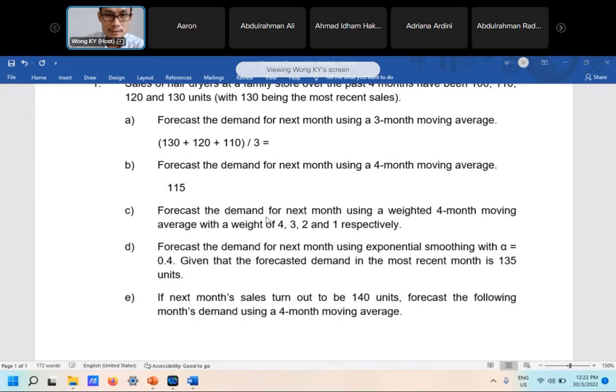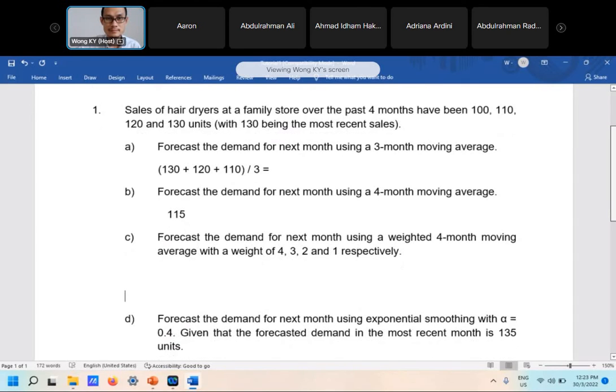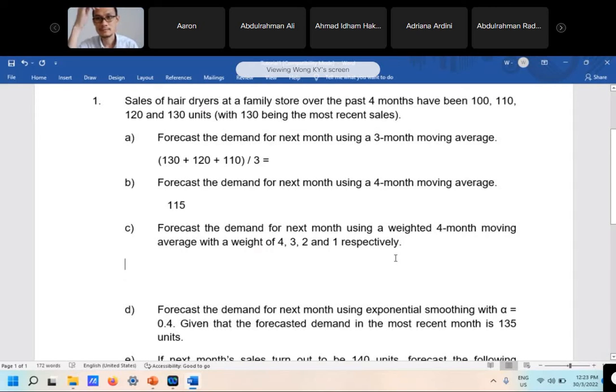Next, question C: forecast the demand for next month using a weighted 4-month moving average with weights of 4, 3, 2, and 1 respectively. Okay, any volunteer for this? Okay, let's look at the chat. There are two different versions. Everyone look at the chat. There are two different versions, I think. Same version. Okay, same. Right, so now we make use of the weightage.